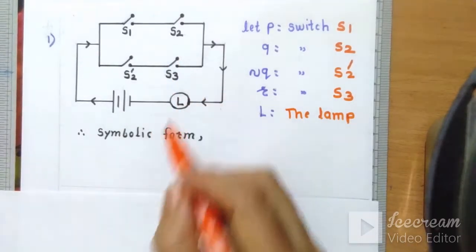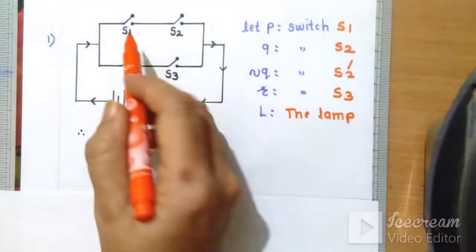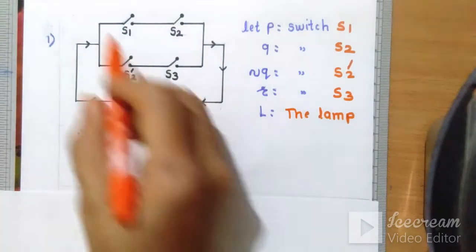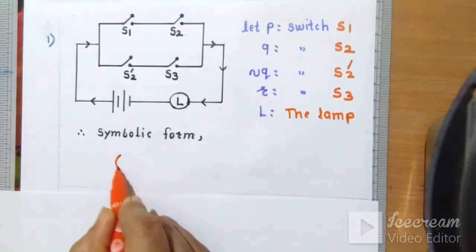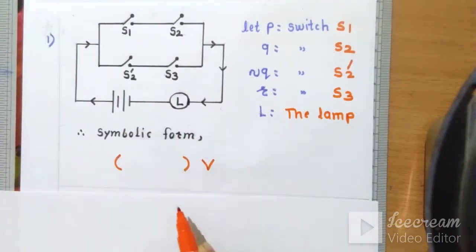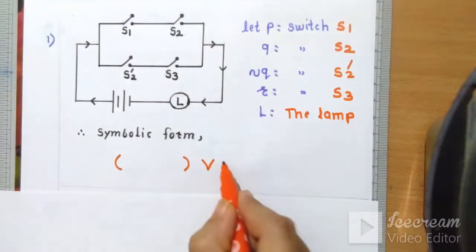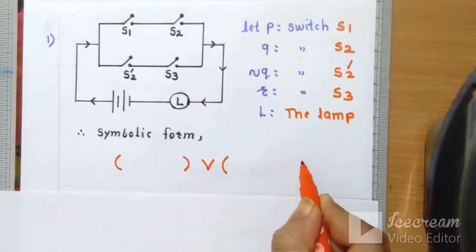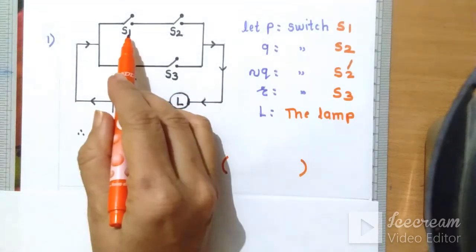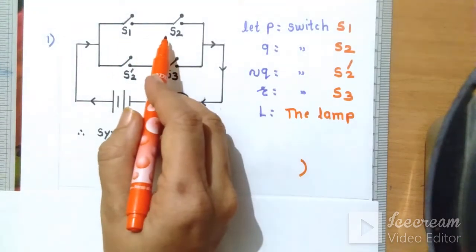And we will write the symbolic form of this circuit. Observe here there are 2 lines in parallel. So for the first line we will use this bracket. Parallel means again we will use the disjunction symbol, and again there are 2 switches in the second line, so use bracket.